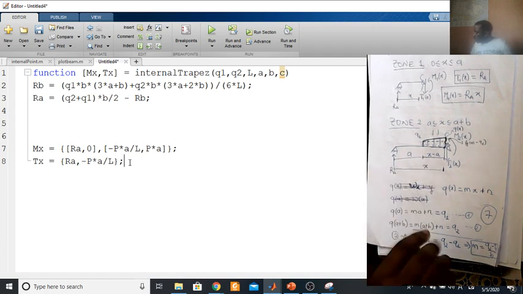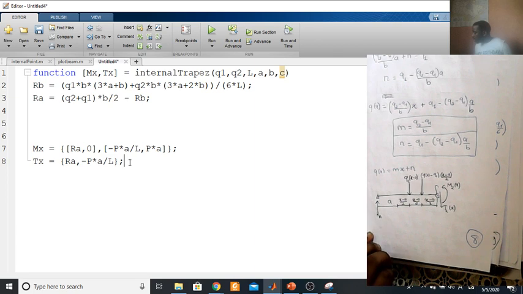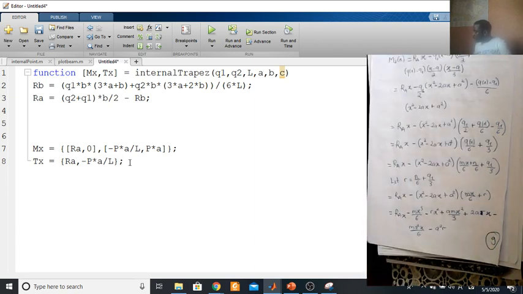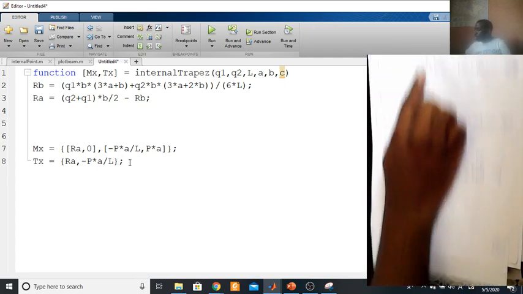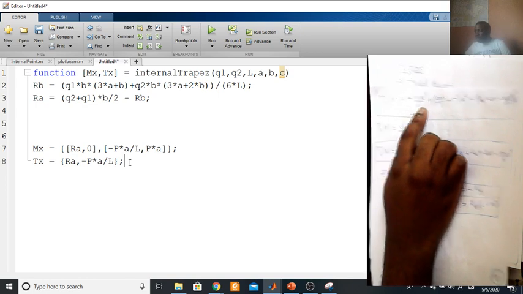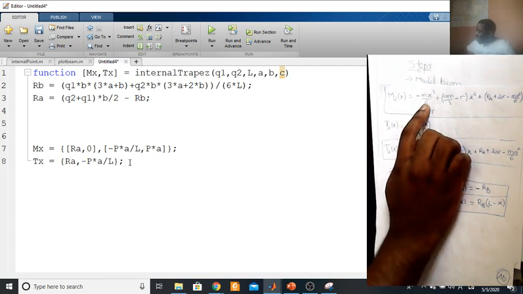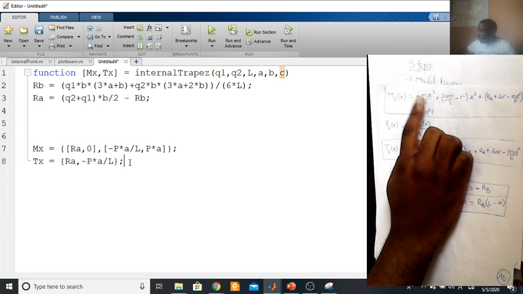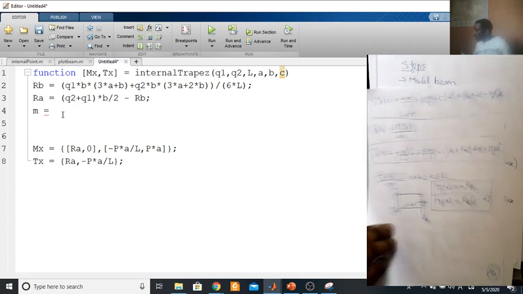What about zone 2? That's the next. For zone 2, we had a very, very long equation. I can remember that. This is our zone 2 equation here. For zone 2, we have m, first of all, that we need to look for. We had the value for m, right? We said m was equal to, we need to look for that now.